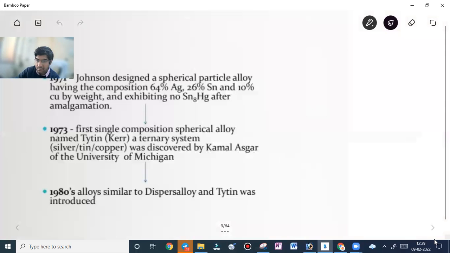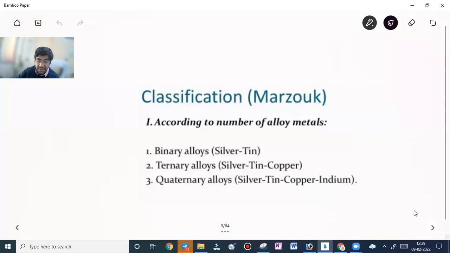Now let us discuss the classification. Number one, based upon the number of alloyed metals, it can be either binary, ternary, or quaternary alloy. Binary means it contains two alloy metals, silver and tin. Ternary means three metals, containing silver, tin, and copper. And if there are four alloy metals, then it is quaternary, which includes silver, tin, copper, and indium.